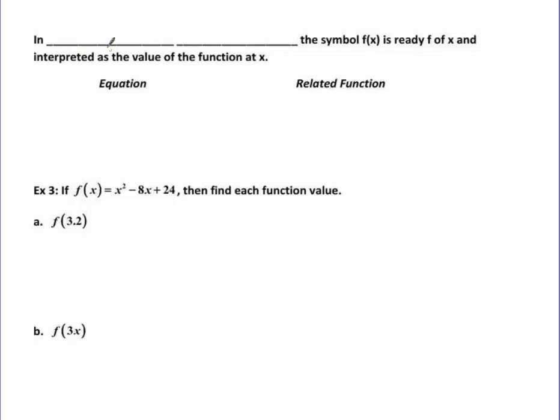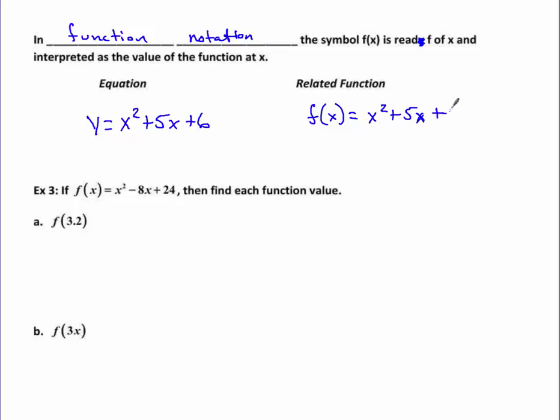So up until now, you've probably written most things as y equals, but we're going to start using something called function notation. In function notation, the symbol f(x), just like this, is read "f of x" and interpreted as the value of the function at x. So when we see y equals x squared plus 5x plus 6, the function is f(x) equals x squared plus 5x plus 6. And that just basically means f of x and y is pretty much the same thing. So if you make a table of values, the y values are your f of x.